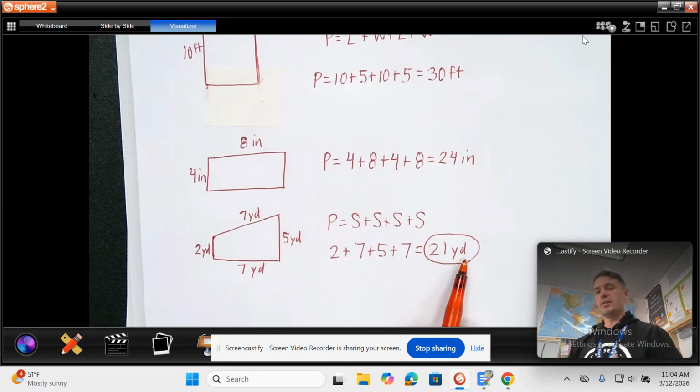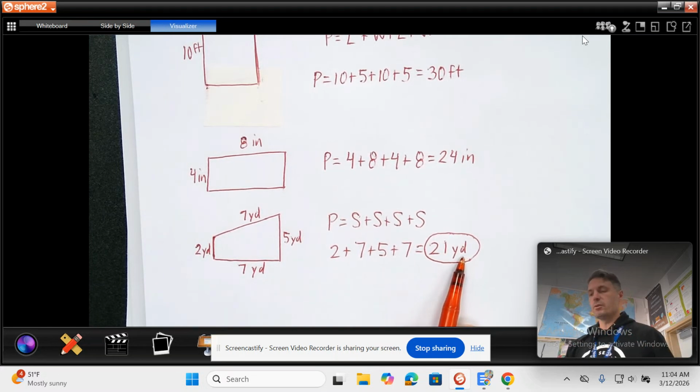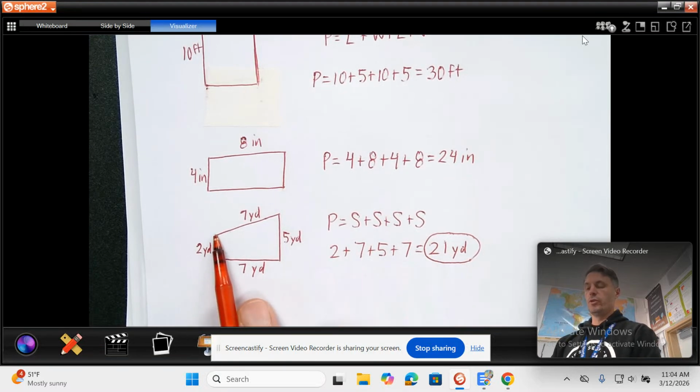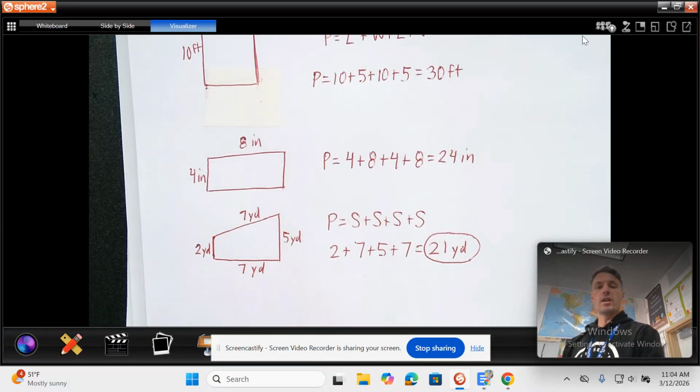So we don't need to raise it to the third power. We don't need to raise it to the second power or anything like that. It's just 21 yards because it's just the total distance around. So we're measuring a straight line.